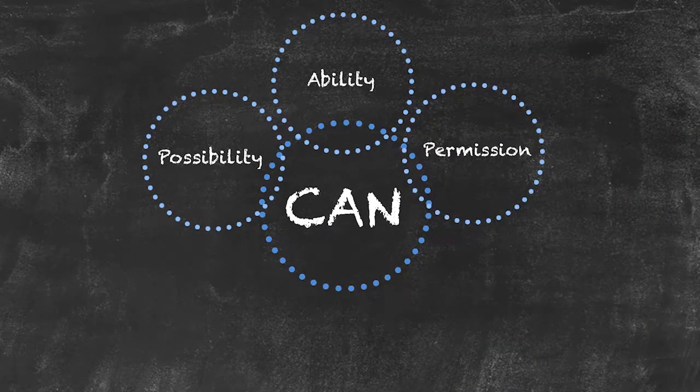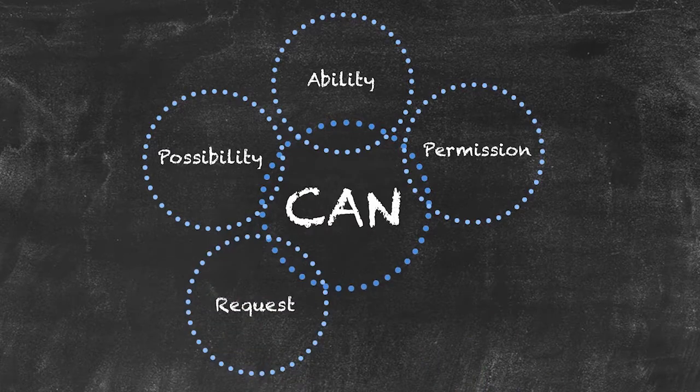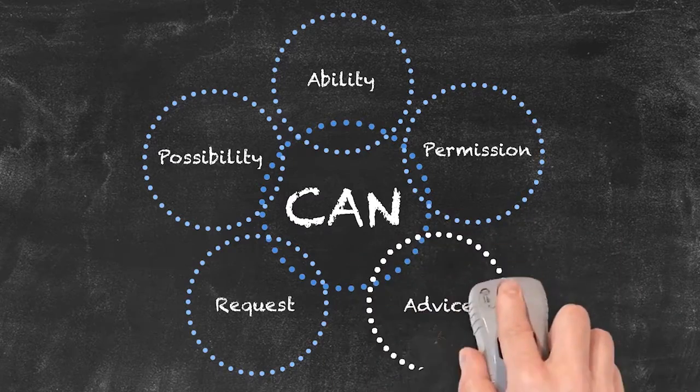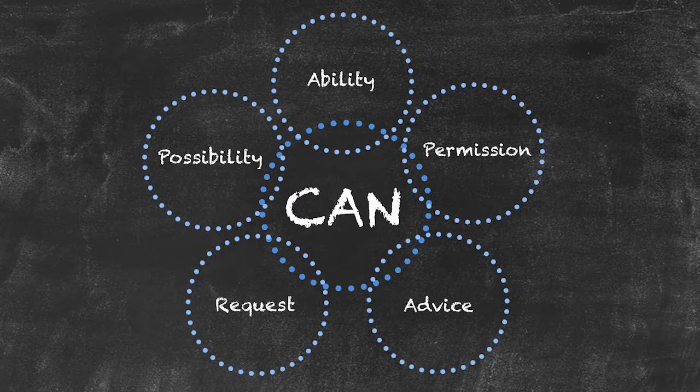An example of permission might be, can I smoke in here? And a request, can you help me with that? The distinction between the permission and request usages is quite a grey area, but nevertheless the two are slightly different. The final usage that will be introduced might be advice. You can go to see a doctor about that is a very weak form of advice, suggesting that somebody does go to have something looked at, but it's completely their choice.